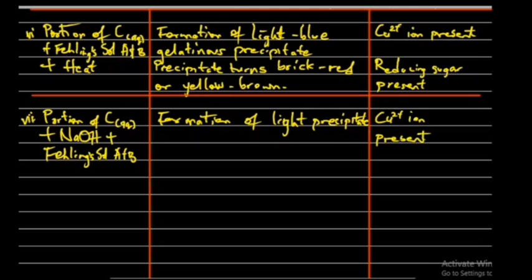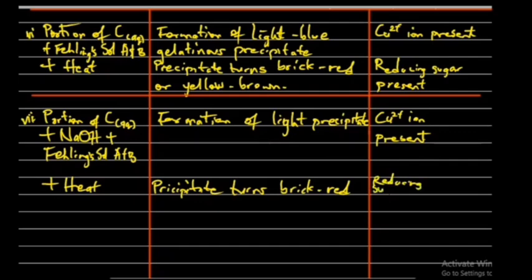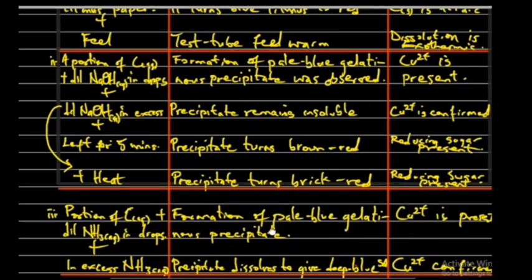And then we decided to warm the mixture. So we warmed the mixture, and then the precipitate turned brick red. This tells us that there is presence of reducing sugar. So these are the things that we discovered or encountered while we were doing the experiment.